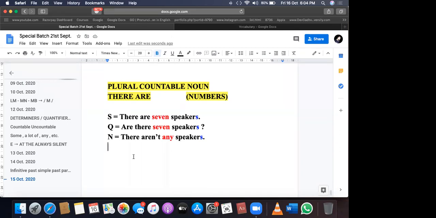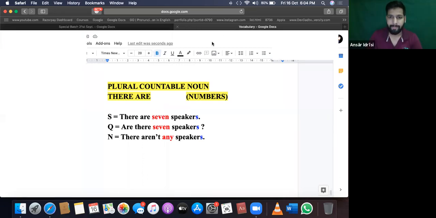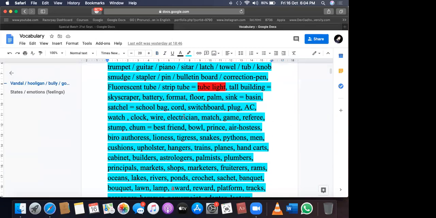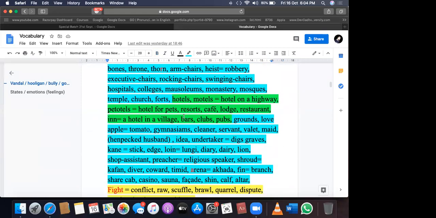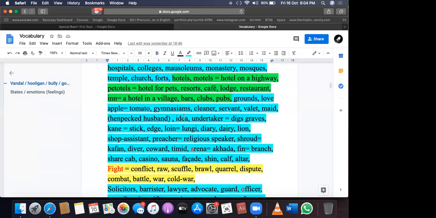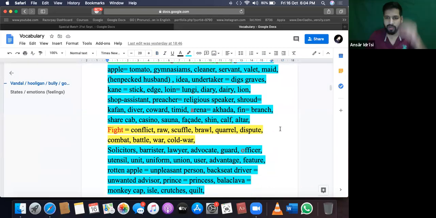There are 4 cups. Are there 4 cups? There aren't any cups. Next, Karthik. There are 4 car. Are there 4 car? There aren't any car. Cars, plural. 4 cars. Next.